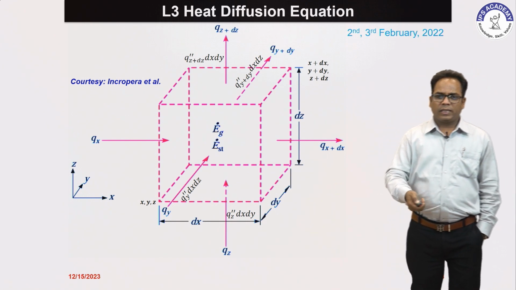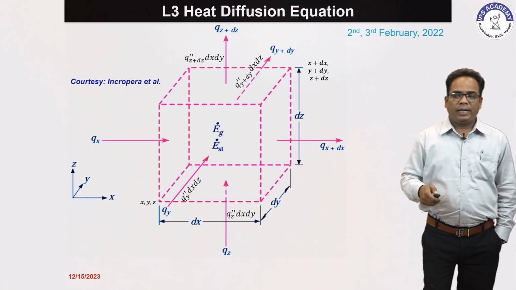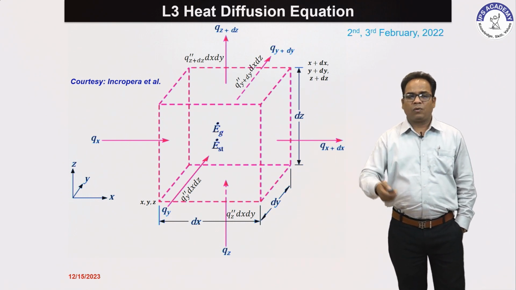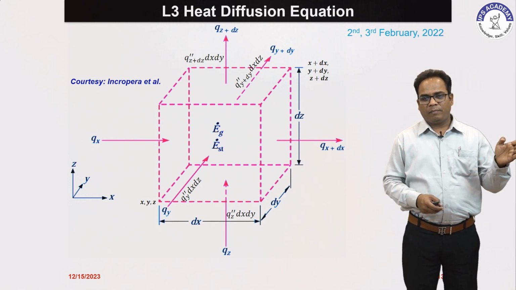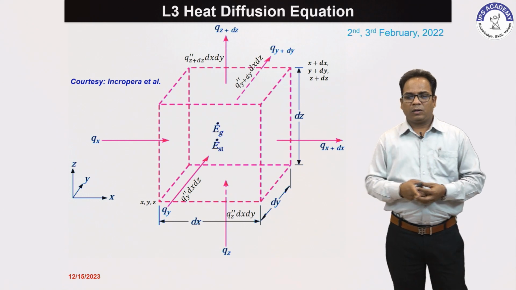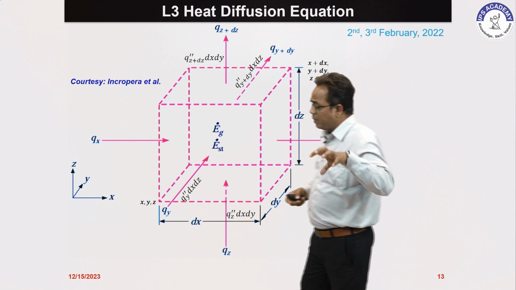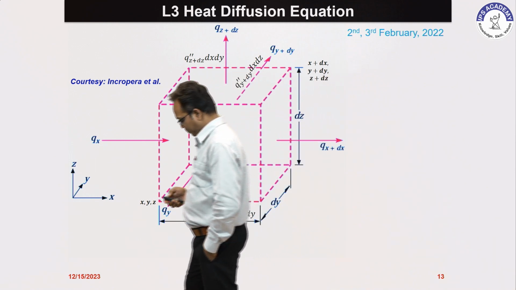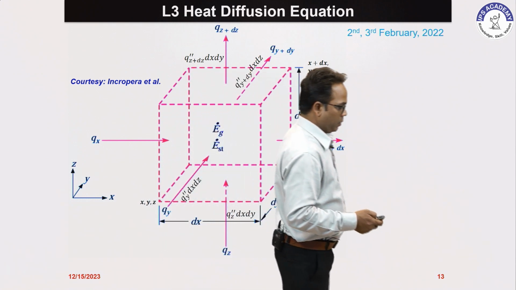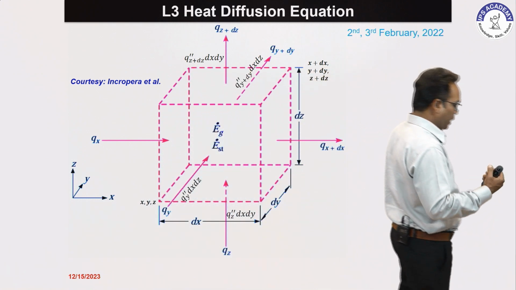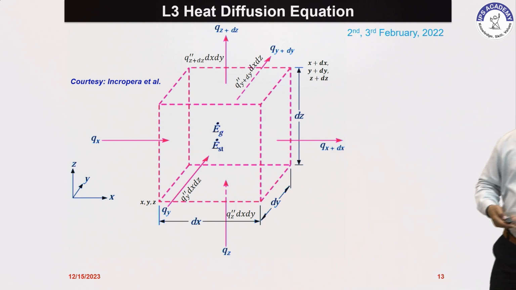Okay, so energy generation is the energy generated within the control volume, and energy storage is the energy stored within the control volume. Because of the flow of energy from one phase to another, whatever energy change takes place must be stored within the control volume, right? So we have to identify the amount of energy which enters the control volume and the amount of energy which leaves the control volume.